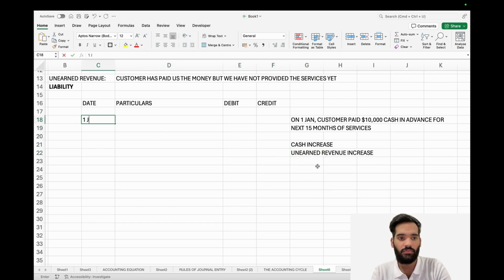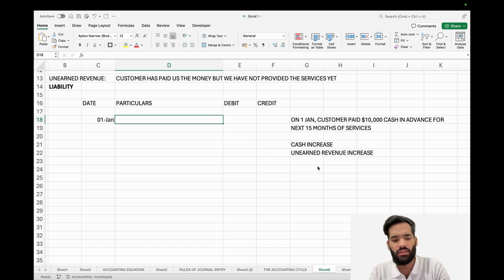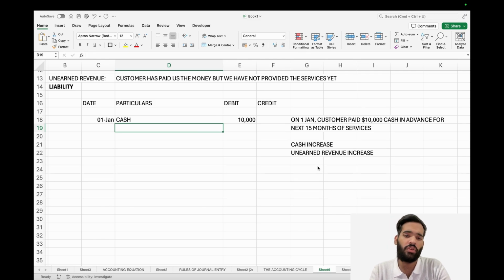So cash is an asset, it increases on debit. So that part I'm assuming is clear by now, why the cash is debit. And unearned revenue, it's a liability, so it will increase on the credit side.